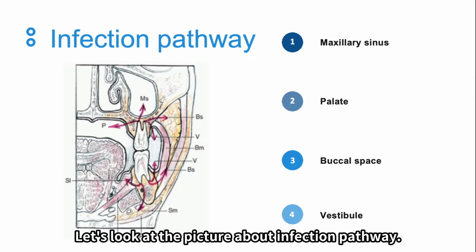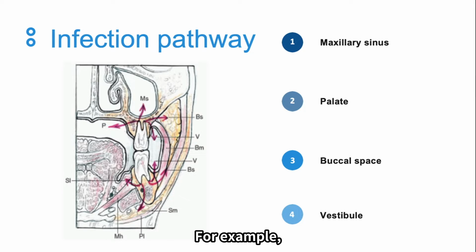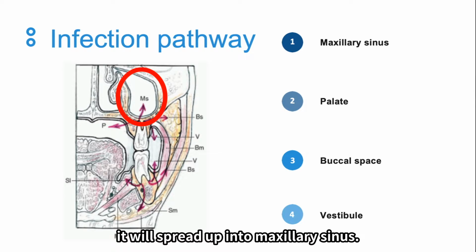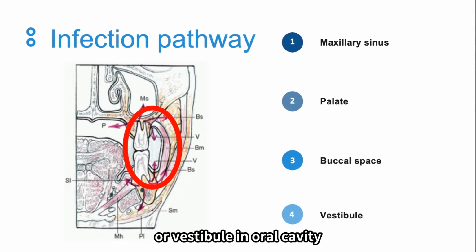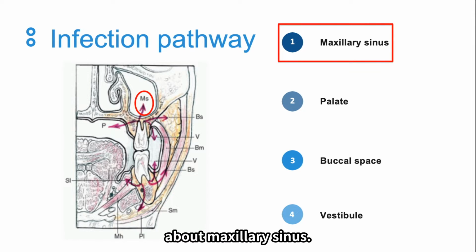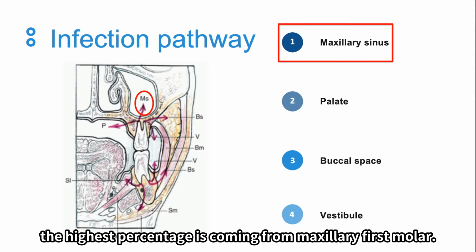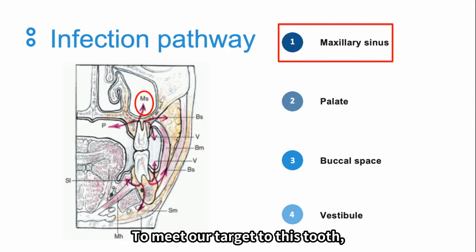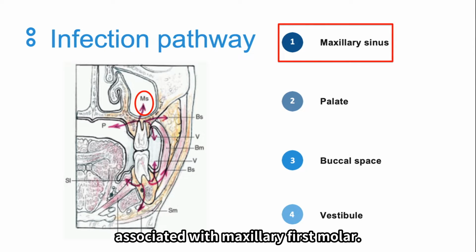Let's look at the picture about the infection pathway. When the pathogen spreads into adjacent tissue from our posterior teeth, there are several possible pathways. For example, it can spread up into the maxillary sinus. It may also infect the palate, buccal space, or vestibule in the oral cavity. Today, we will pay more attention to the specific pathway involving the maxillary sinus, because when maxillary sinus infection occurs, the highest percentage comes from the maxillary first molar. To target this tooth, the following presentation will be centered on maxillary sinusitis associated with the maxillary first molar.